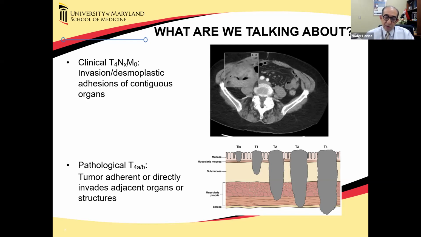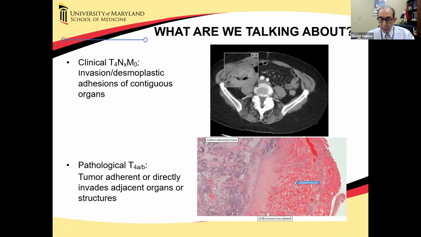And pathologically, this is T4A, which is tumor adherent, but not invading into adjacent structure, or T4B, that's when there is actual invasion of the tumor into adjacent structure, as you see here in this pathological slide, where you can see colonic adenocarcinoma. This is a cut from this patient, where you can see the colonic cancer is invading into the skeletal muscle or abdominal wall. So this is a case of a T4B invasion into the abdominal wall.